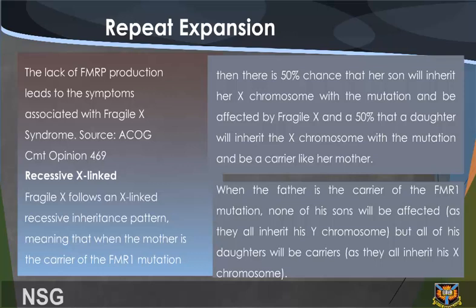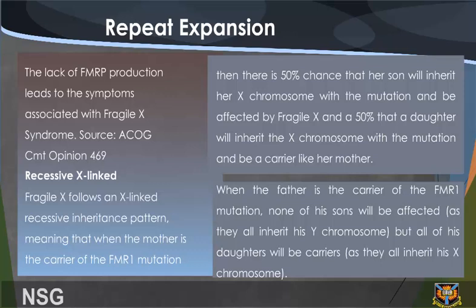X-linked recessive. Fragile X follows an X-linked recessive inheritance pattern, meaning that when the mother is the carrier of the FMR1 mutation, there is a 50% chance that her son will inherit her X chromosome with the mutation and be affected by Fragile X, and a 50% chance that a daughter will inherit the X chromosome with the mutation and be a carrier like her mother.